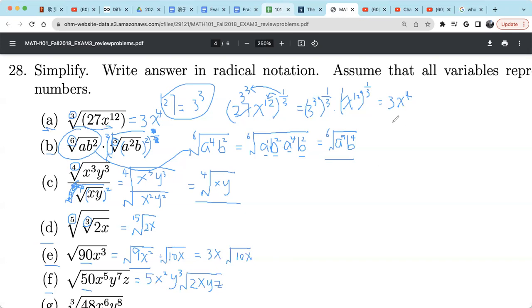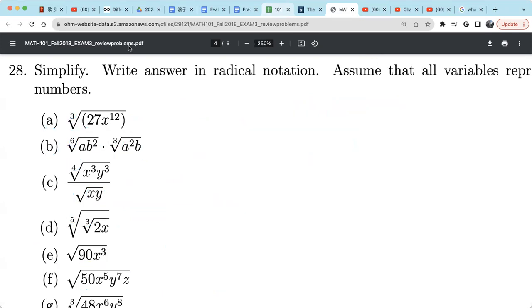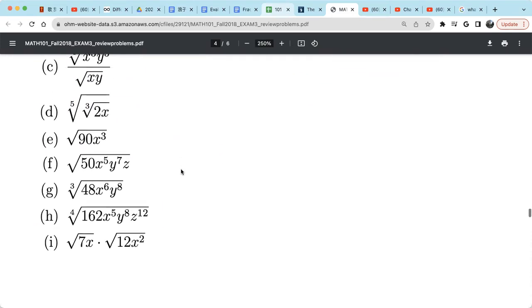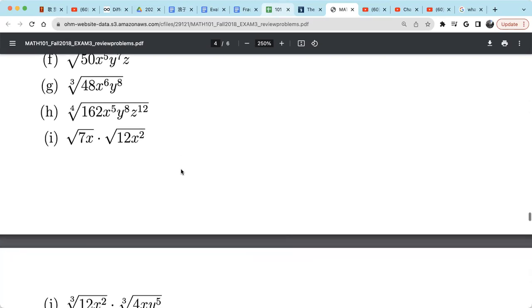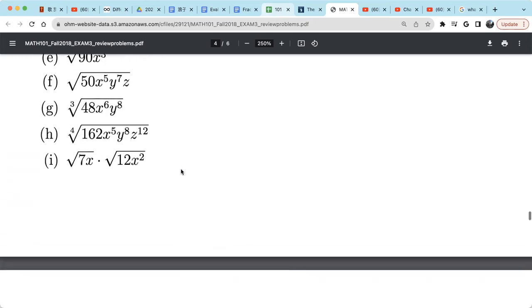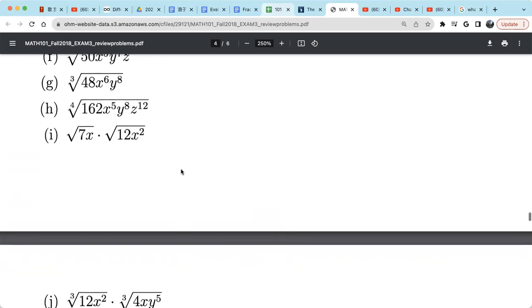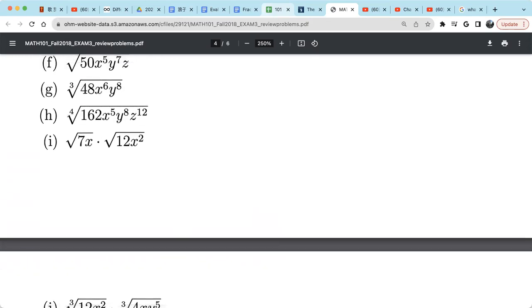Okay, now I have erased all this. So I have, let's move this up. Let's see for G, can I put them together? Okay, let's do G first. So let's look at G.